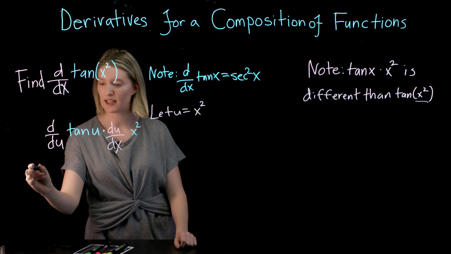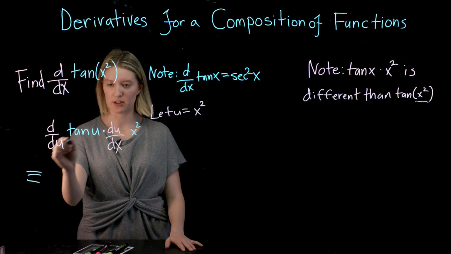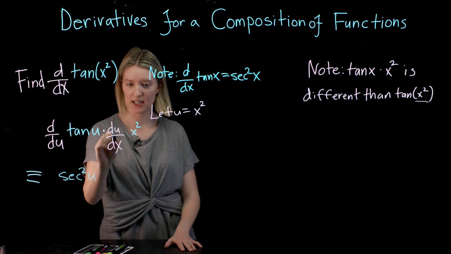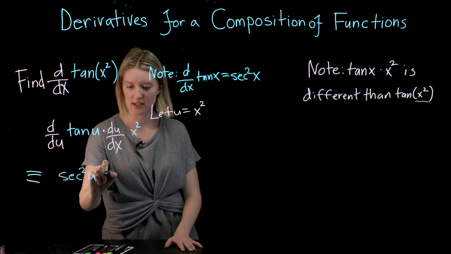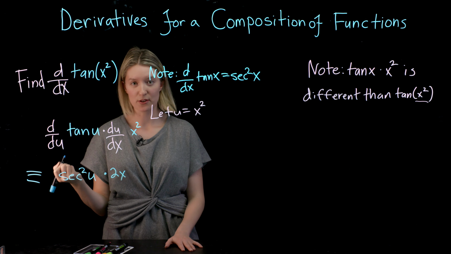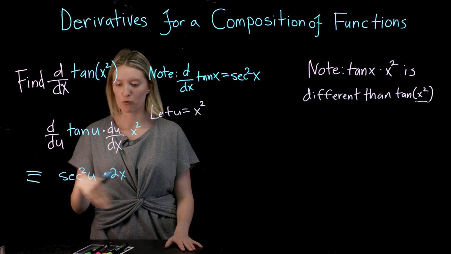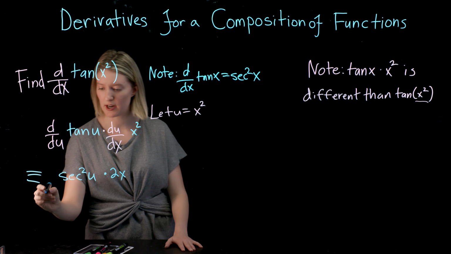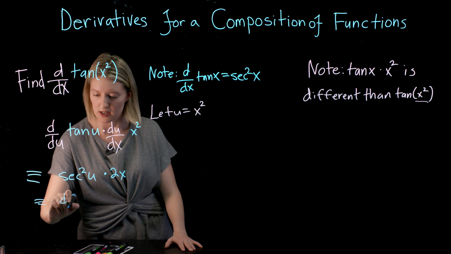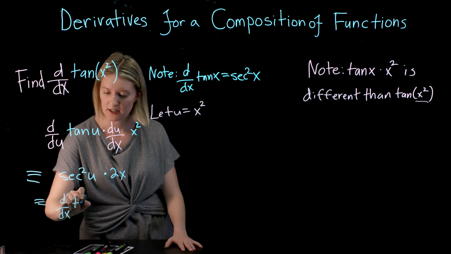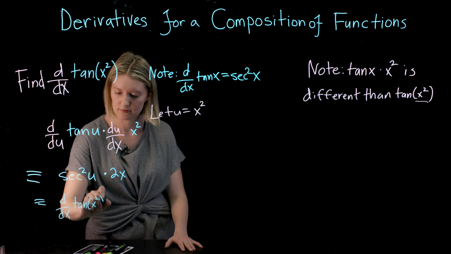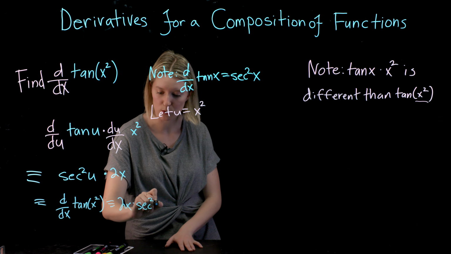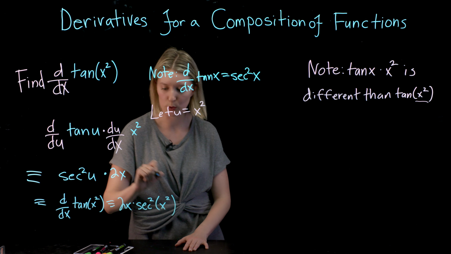So at this point, I can take the derivative. The derivative with respect to u of tangent of u is secant squared u. And then the derivative of u with respect to x of x squared is the same as 2x. So all I have to do here for the last step is rewrite my derivative function so that everything's in terms of x. And since I let u equal x squared, I have that in general, the derivative of tangent of x squared is equal to 2x times secant squared of x squared, since that's what u is representing.